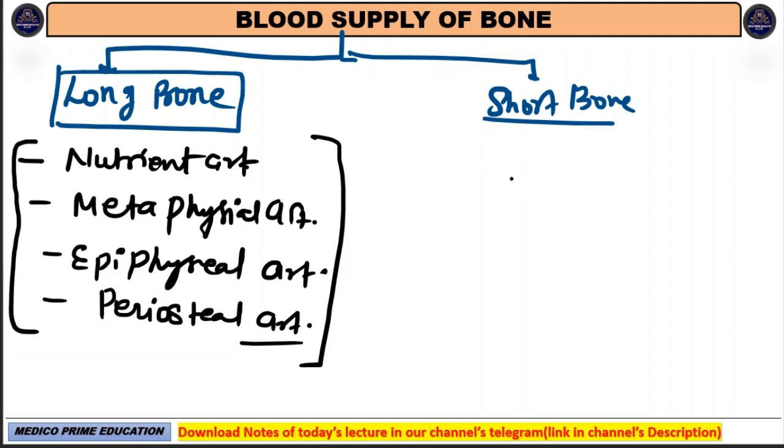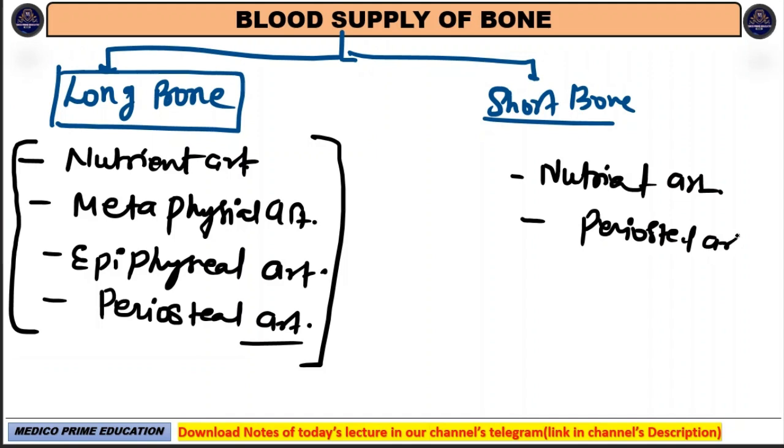Next, a short bone is supplied by only two arteries: the nutrient artery and the periosteal artery. I have already discussed the types and classification of bone in the previous lecture, so you can go through that. First of all, we will discuss the nutrient artery.